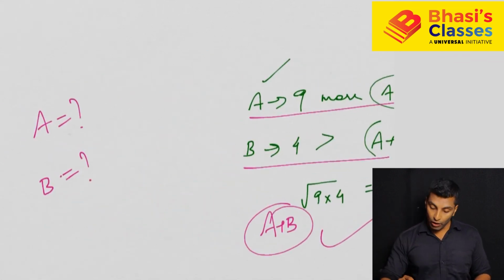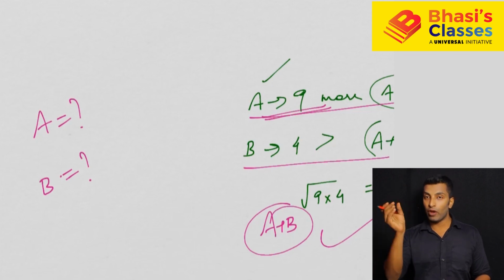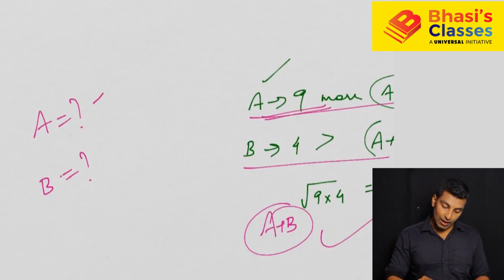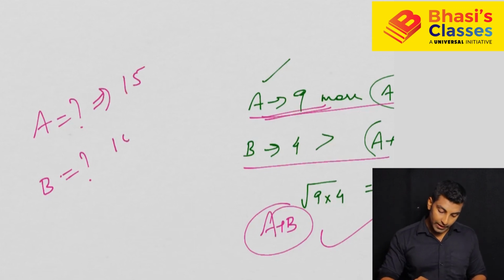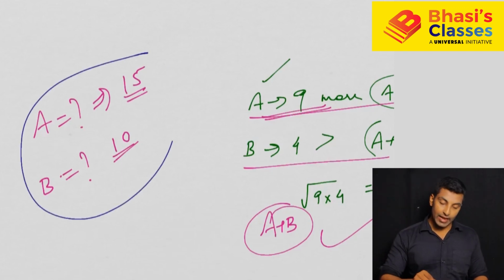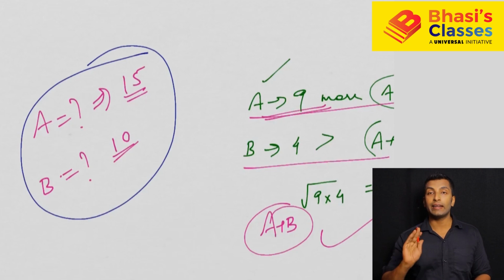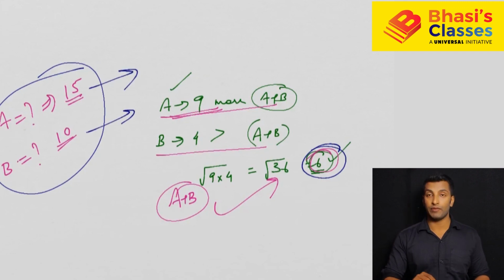So what we know is A takes 9 days more than A plus B, and we know A plus B takes 6 days. So A will take 9 days more, means A will complete the work in 15 days. B takes 4 days more, means B will complete in 10 days. Okay, so this is what you can understand. A takes 15 days to complete the work, B takes 10 days to complete the work, and together they take 6 days to complete the work. And that you can understand from here also.